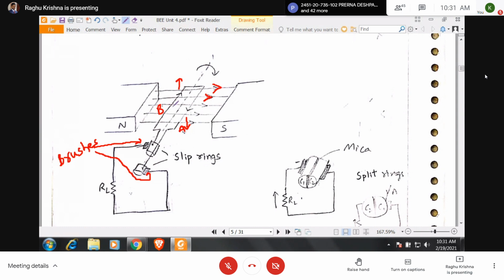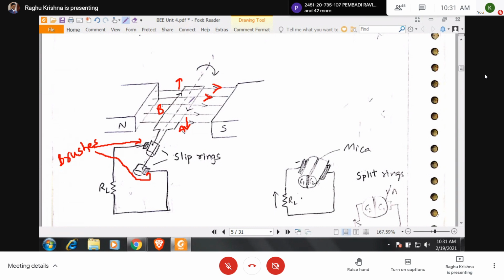So here we have the lines of force. When this conductor moves up, it will cut the magnetic lines of force. When a conductor cuts the magnetic flux, EMF is induced in the conductor. Similarly, this conductor is moving down, so EMF will be induced in conductor A. Now let us see the direction of the induced EMF.